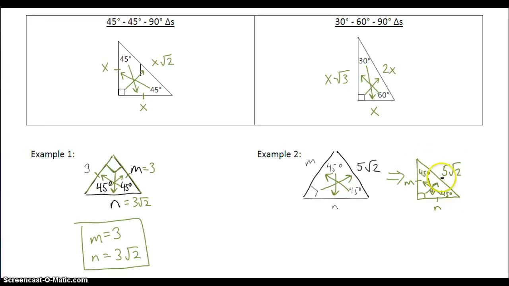And across from my other 45-degree angle is n, which means that these two sides will be the same. And in this problem, I know the hypotenuse. So if I look at my formula, my hypotenuse is 5 square roots of 2. So 5 is taking the place of x, which means that my side length is going to be 5, and this side length is going to be 5. So in my second example, I know the hypotenuse, it's 5 square roots of 2. My two legs will just be the coefficient in front of the square root of 2.